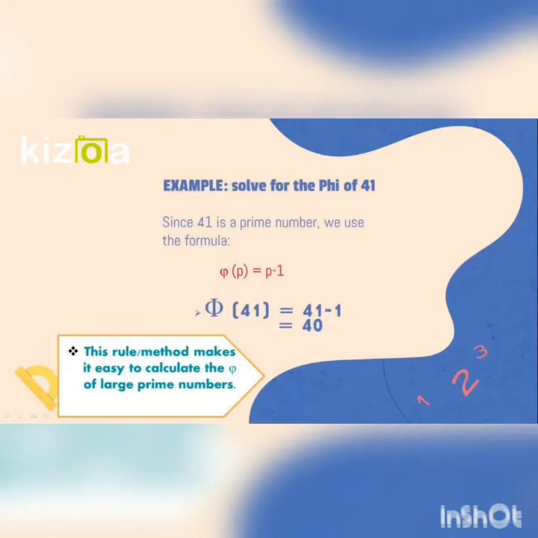Example, solve for phi of 41. Since 41 is a prime number and has two divisors, 1 and 41 itself, we use the formula phi of p is equal to p minus 1. So 41 minus 1 is equal to 40. Therefore, phi of 41 is 40.